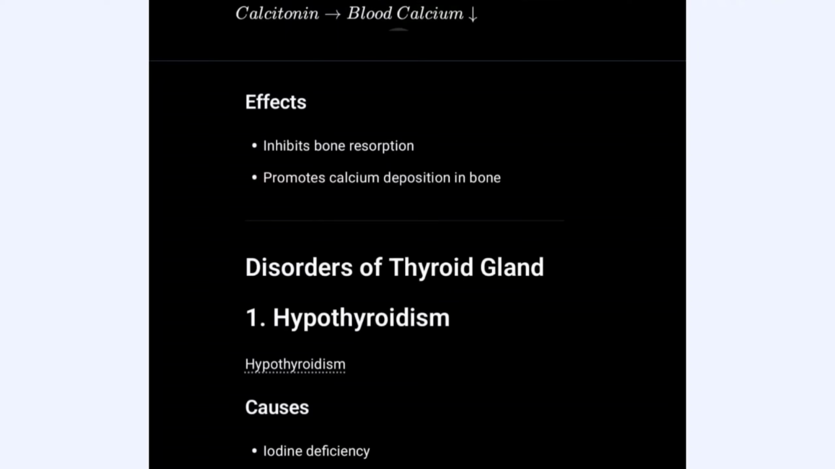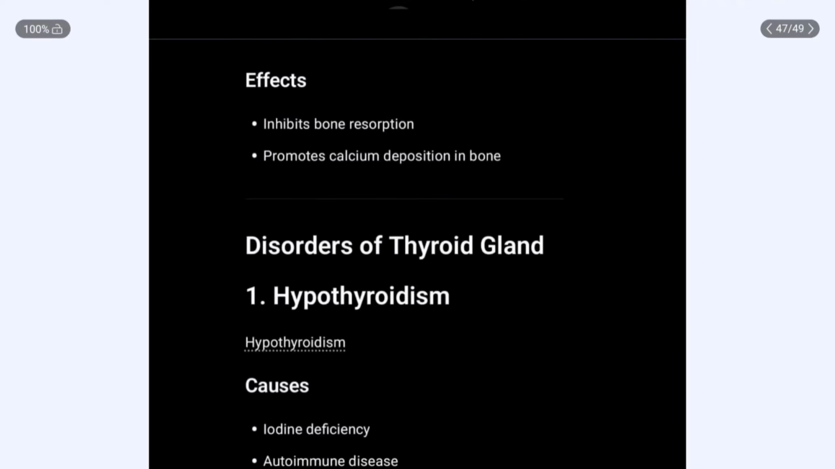Now, what is bone resorption? So, when the bone cells become old, then the calcium from the old bone cells comes out into the blood. Now, this calcium is again used for various calcium related functions of our body, like new bone formation, muscle contraction, etc. So, this coming out of calcium from old bone cells is called bone resorption. So, calcitonin inhibits that function and promotes calcium deposition in the bone. So, basically, it reduces the calcium 2 plus level in blood.